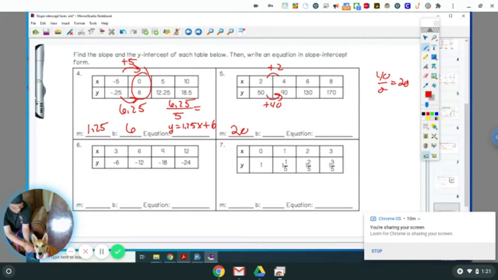I know every time x goes up 2, y goes up 40. So I need to make this x 0, so I need to go from a 2 to 0. To get from 2 to 0, I subtracted 2. Every time x went up 2, y goes up 40, so if I subtract 2 to go down to 0, that means I have to subtract 40. So 50 minus 40 is 10. So my y-intercept is 10. So my equation is y is equal to 20x plus 10.